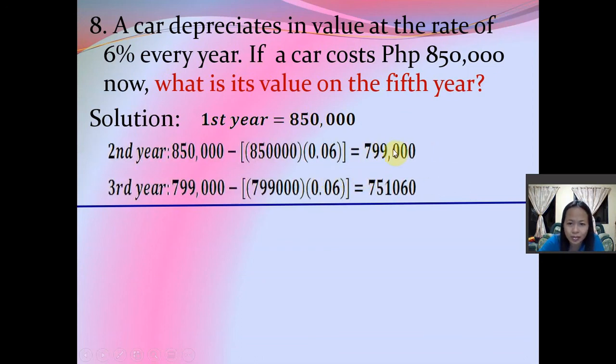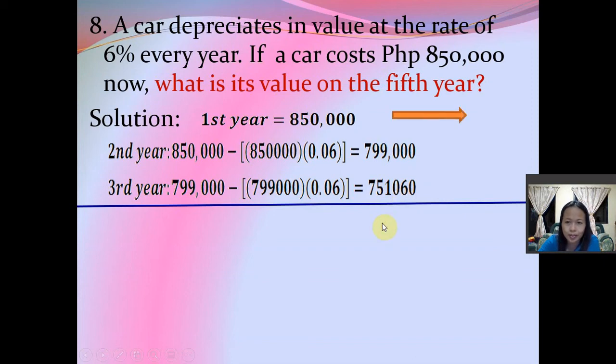How about on the third year? Take the value on the second year, 799,000, and get 6% of this, that is 799,000 times 0.06. Then subtract the value of this from 799,000. So we come up with 751,060. This will be the cost of the car after 3 years. So our first term is 850,000, the second term is 799,000, and the third term is 751,060.